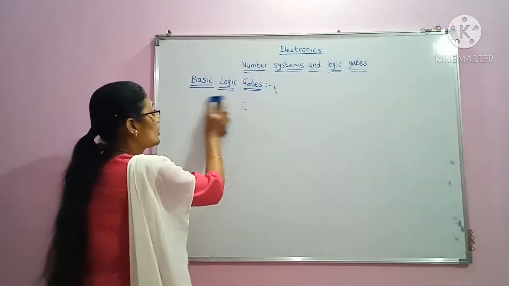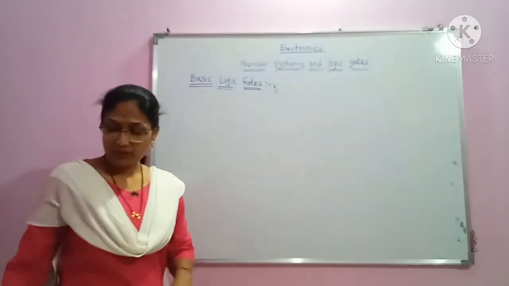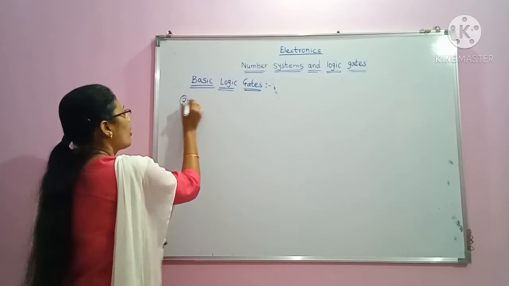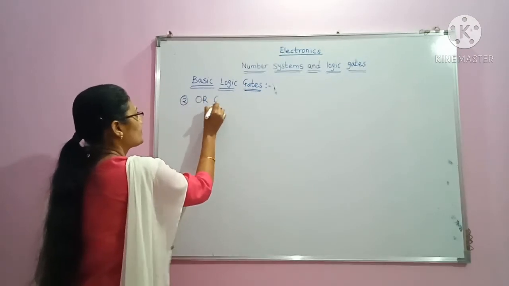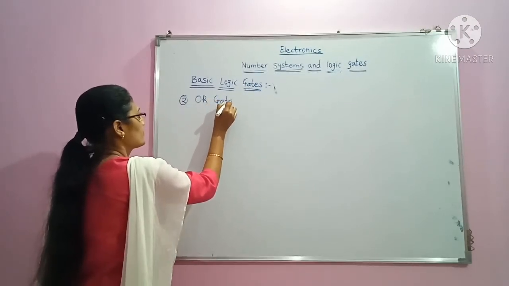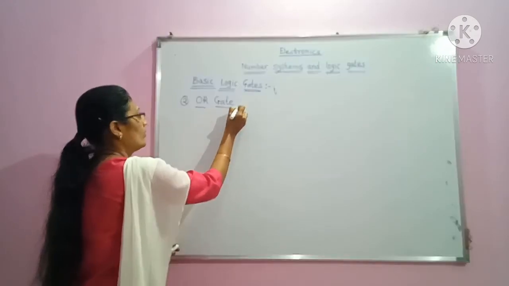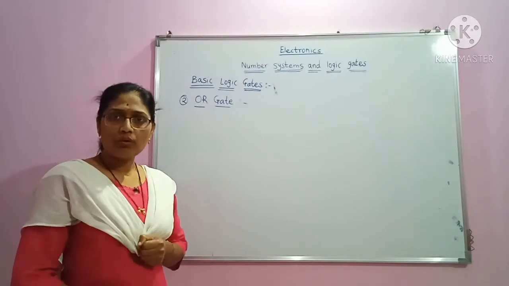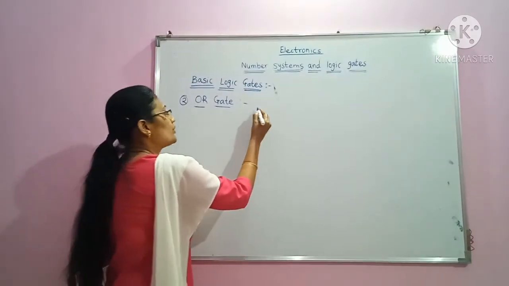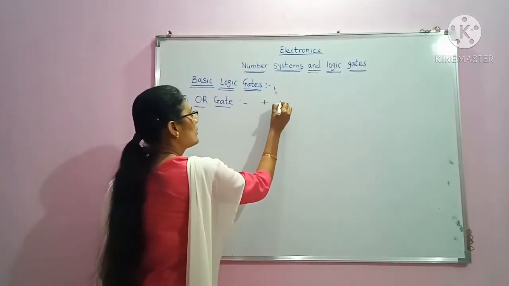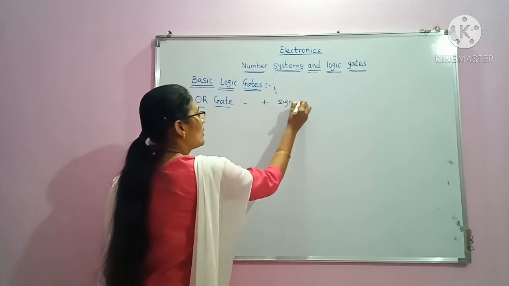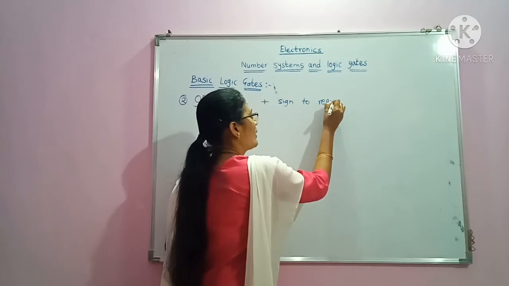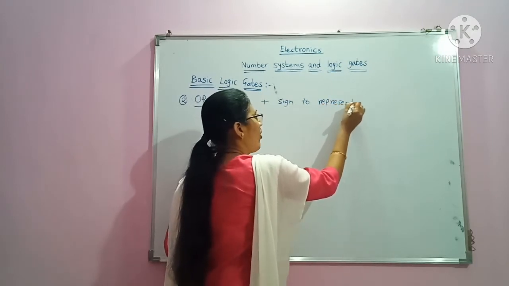In today's lecture, we are going to see the next type of basic logic gate, and it is the OR gate. In order to represent the OR operation, we use the plus sign.